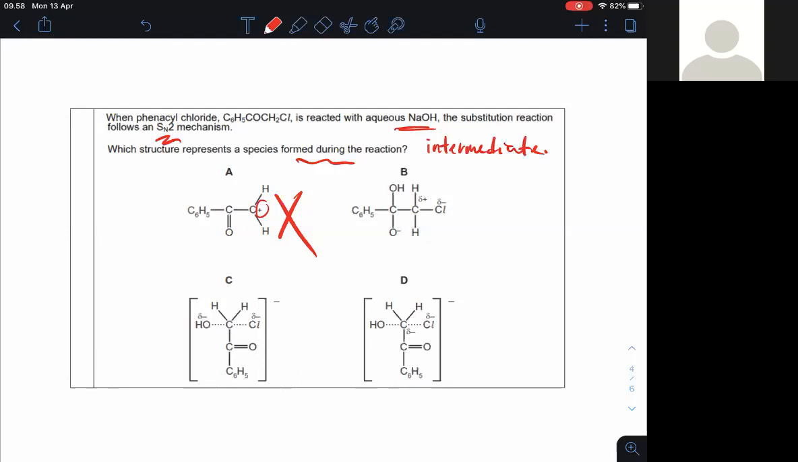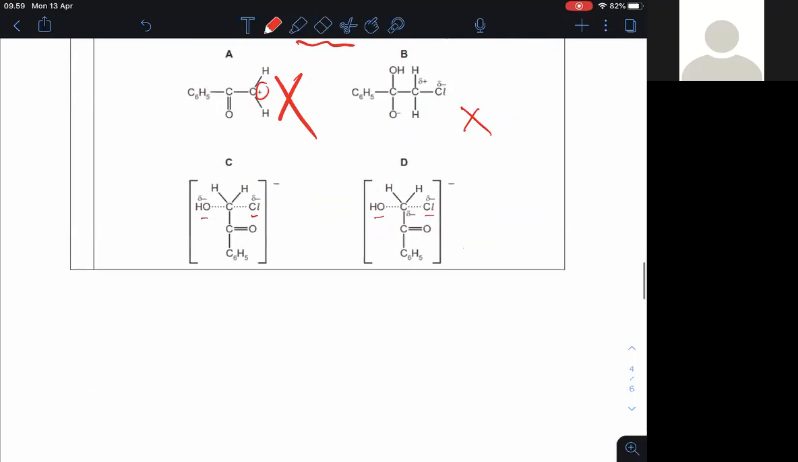So you need to mention that the C-Cl bond is going to be broken and then the C-OH bond is going to be formed. So something like this is the intermediate. So definitely you are not going to get this. So I need to choose between C and D. Janice, which one will you choose between C and D? Which one do you think is going to be the best answer for the intermediate?